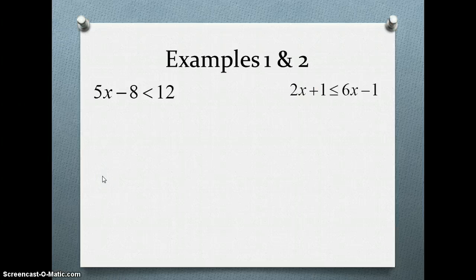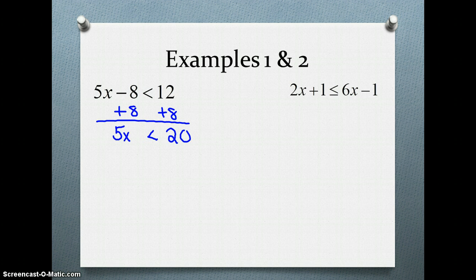A couple of examples. With the exception of multiplying or dividing both sides by a negative, we solve these in much the same way that we solve equations. So if we look here, we have 5x minus 8 is less than 12. Again, we need to get the term with the x by itself. So in order to do that, I'm going to add 8 first. That leaves me with 5x is less than 20, because 12 plus 8 is 20.